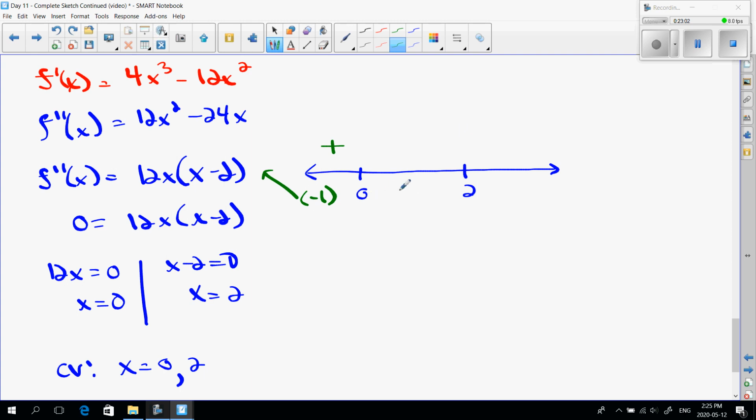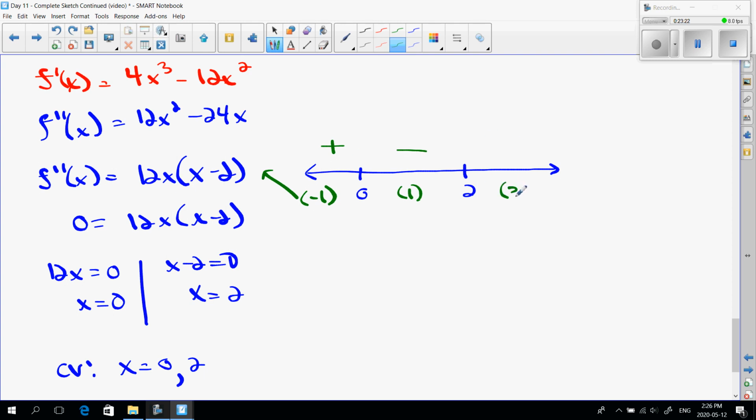Okay, between 0 and 2, I'm going to pick a 1. If you plug a 1 in for x, remember you're testing the second derivative for intervals of concavity. 12 times 1 is 12. 1 minus 2 is negative 1. Positive 12 times negative 1 would give you a negative 12, since a positive times a negative is a negative.